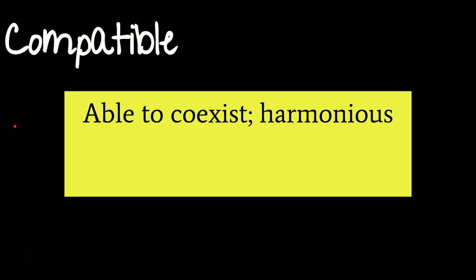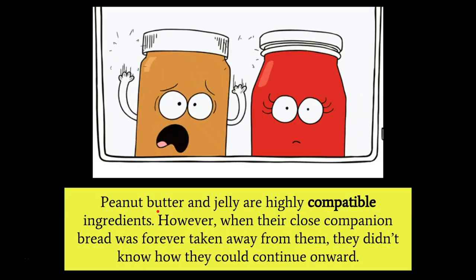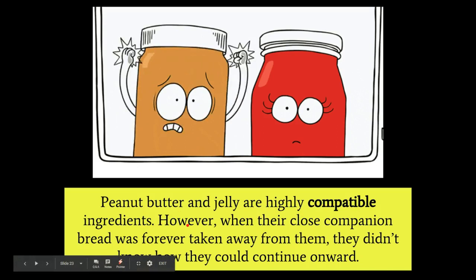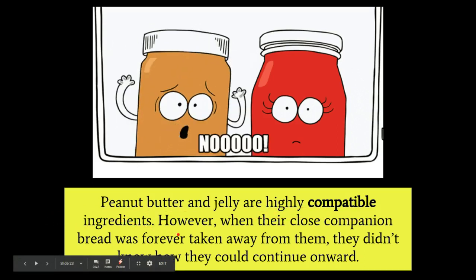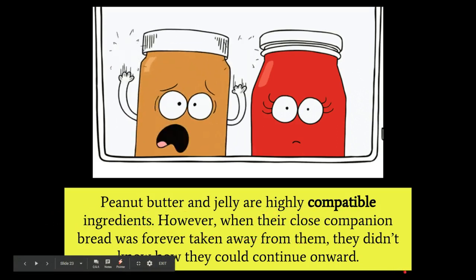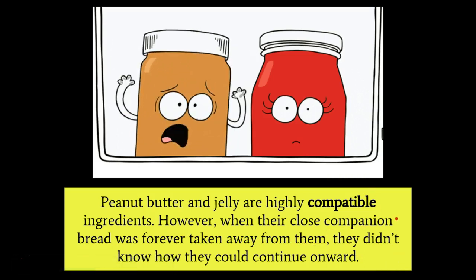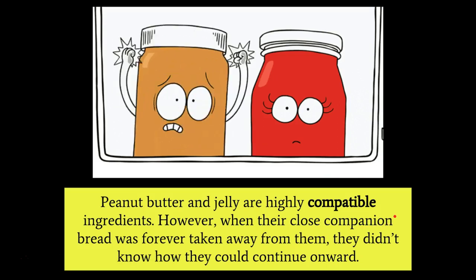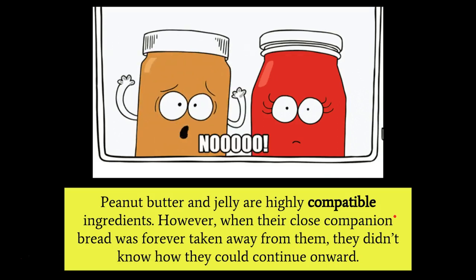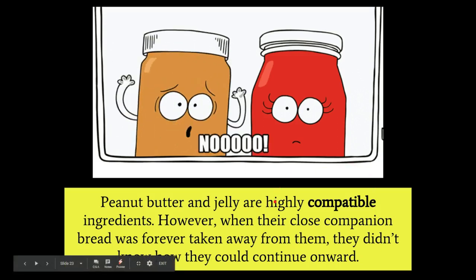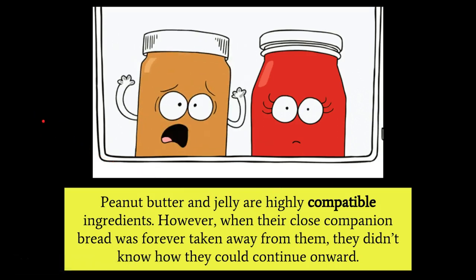Alright, so next we have the word compatible, and it means able to coexist and harmonious. So, here we have peanut butter and jelly are highly compatible. It is an adjective. They are highly compatible ingredients. However, when their close companion bread was forever taken away from them, they didn't know how they could continue onward. So with compatible, if you're hoping to turn that into a noun, you would turn it into compatibility. That is a thing. Compatibility is a thing, and therefore that would be your noun, and compatible is the adjective version of it. Oh, poor peanut butter, he's so upset.